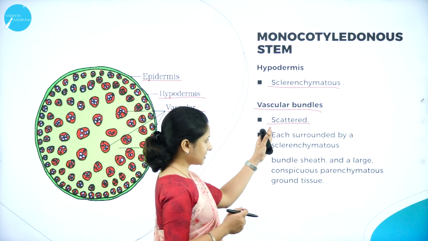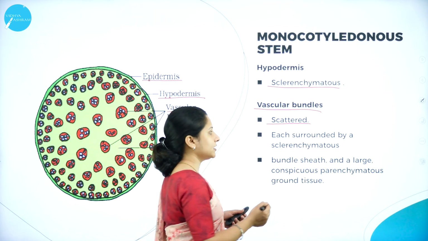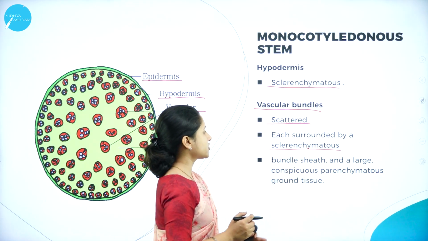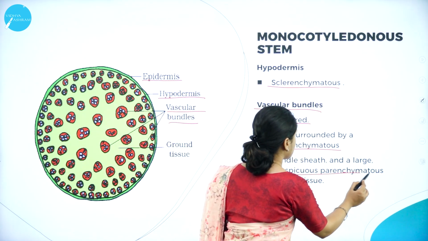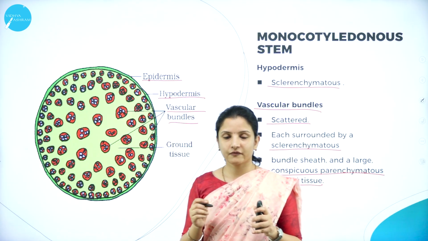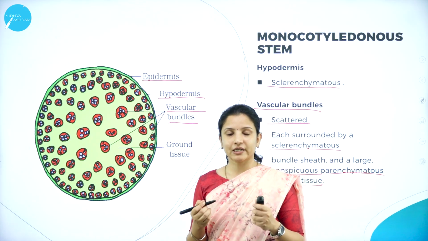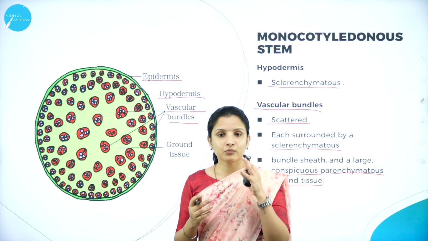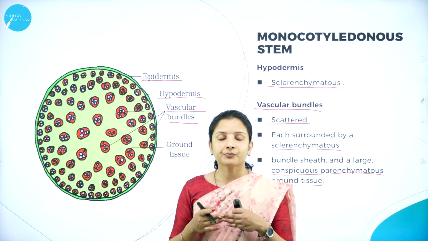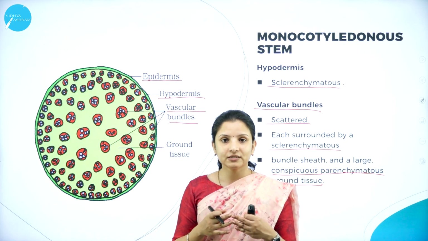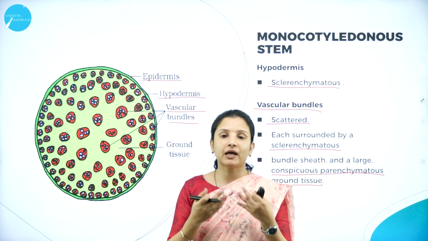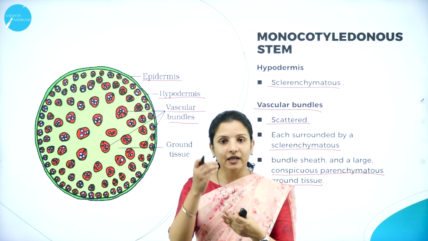Each vascular bundle is surrounded by sclerenchyma cells, and also they have a bundle sheath and also large conspicuous parenchymatous ground tissue. So here one of the distinguishing features is that the hypodermis is made up of sclerenchyma. Therefore, remember, monocots are usually fibrous, right? We have agave, we have jute. Then the straw of rice, the straw of wheat, everything, the wheat plant, the rice plant, all are monocots, and they are fibrous.